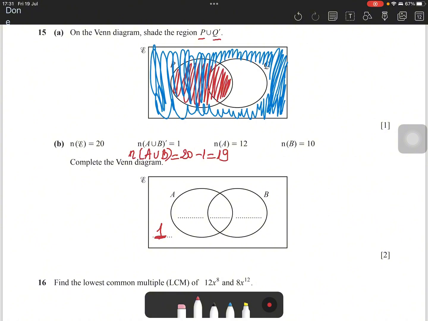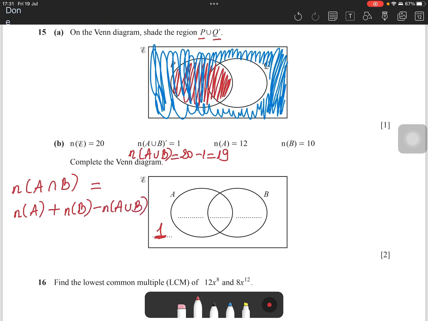n(A) is 12 and n(B) is 10. So do you remember the formula to find the number of elements in the set A intersection B? It is actually n(A) plus n(B) minus n(A union B). n(A) is 12, n(B) is 10, and n(A union B) is 19. So 12 plus 10 minus 19 equals 3, which means the intersection of A and B has 3 elements.